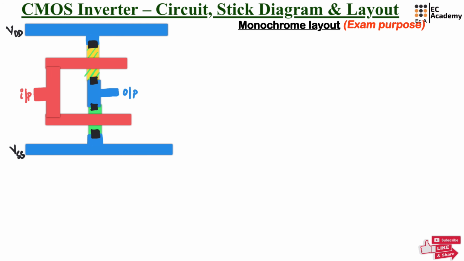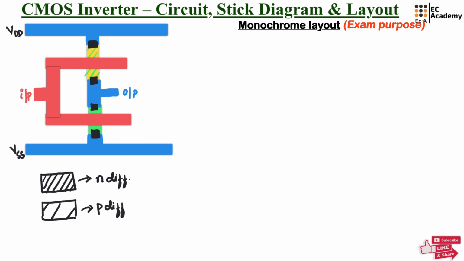In monochrome layout, this is how you can represent the N diffusion region. You can take the rectangle and you can draw the strokes which are a little bit nearby. So this represents N diffusion region. To represent P diffusion, you take the rectangle and draw the strokes a little bit far, which represents P diffusion region.